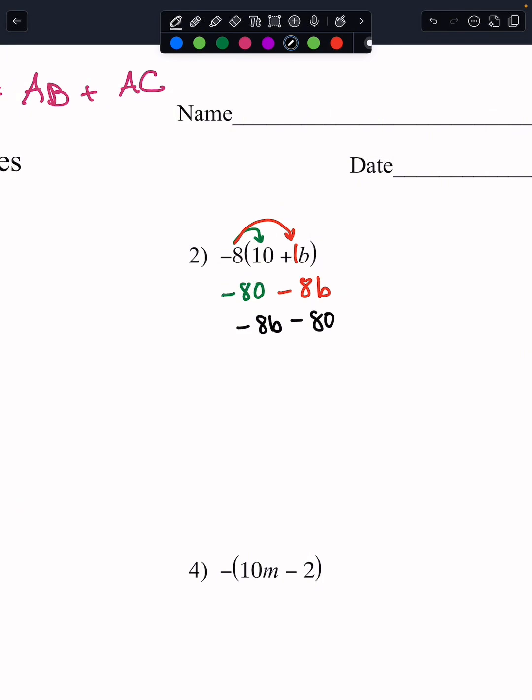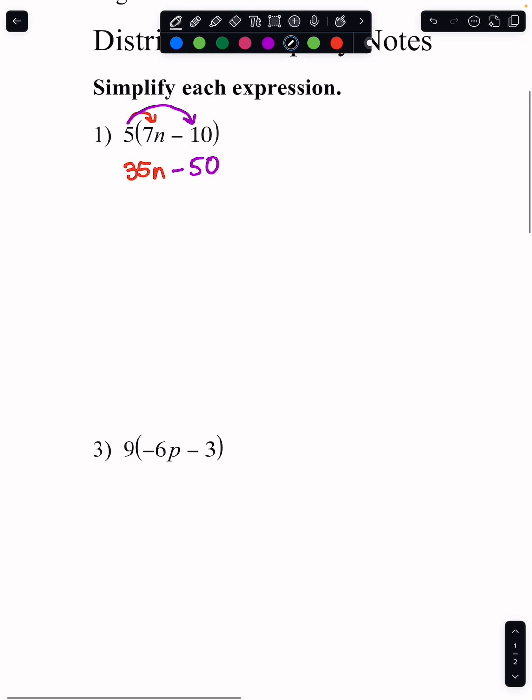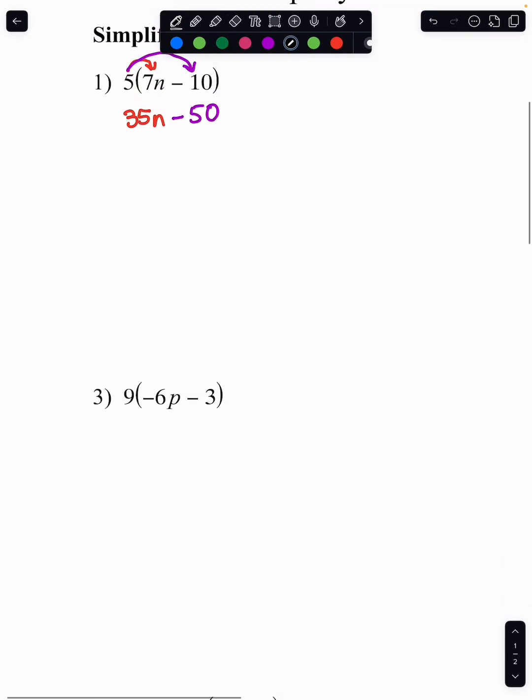All right, let's keep moving. See, the distributive property isn't that bad. As a matter of fact, right now, I want you to pause this, and I want you to give this one a shot and tell me what you think. Go ahead and pause it now.